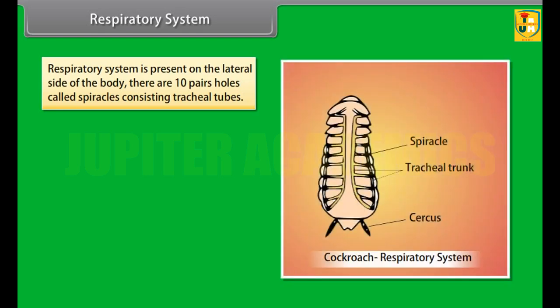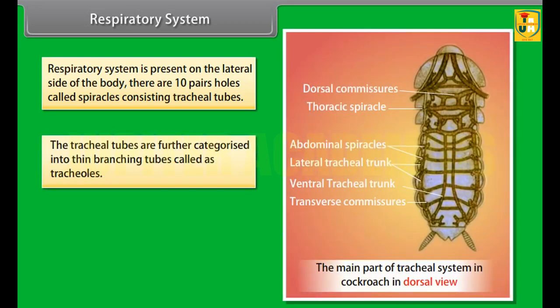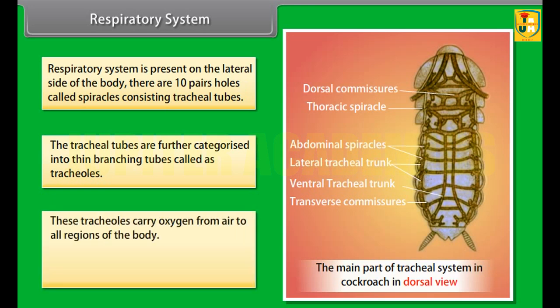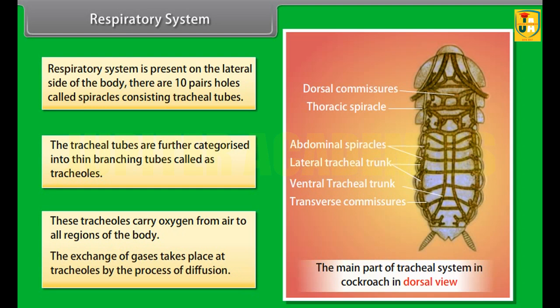Respiratory system. The respiratory system is present on the lateral side of the body. There are 10 pairs of holes called spiracles connected to tracheal tubes. The tracheal tubes are further divided into thin branching tubes called tracheoles. These tracheoles carry oxygen from the air to all regions of the body. The exchange of gases takes place at the tracheoles by the process of diffusion.